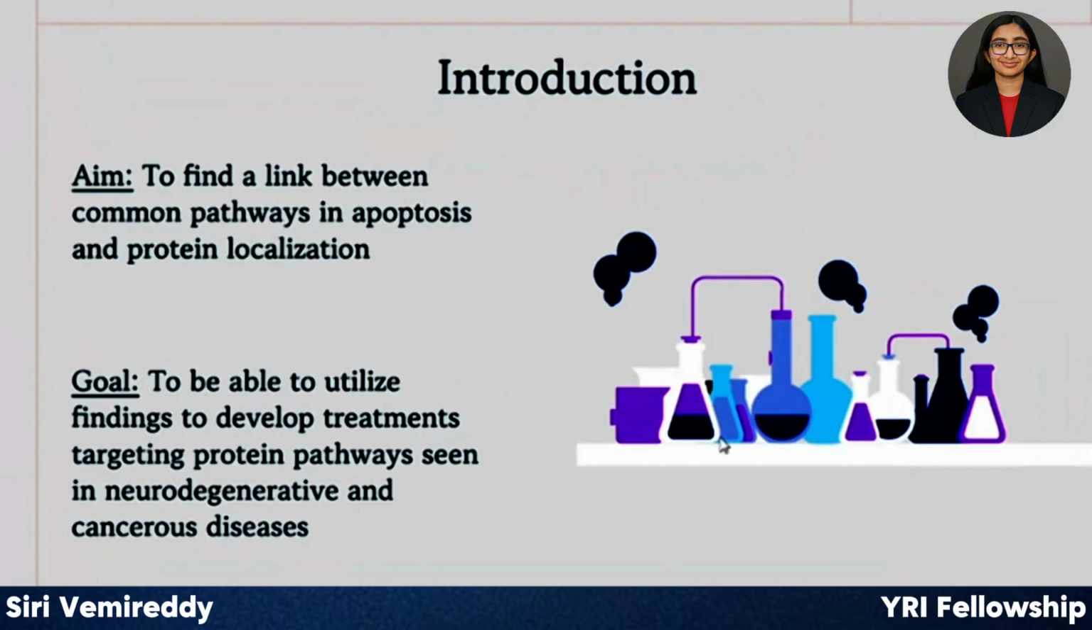So for starters, the aim of my research project was to find a link between common pathways in apoptosis and protein localization, and the goal was to utilize these findings to develop treatments targeting protein pathways seen in neurodegenerative and cancerous diseases.